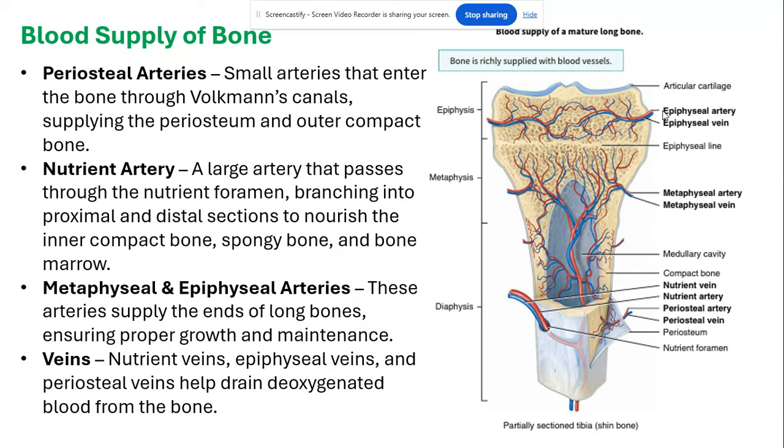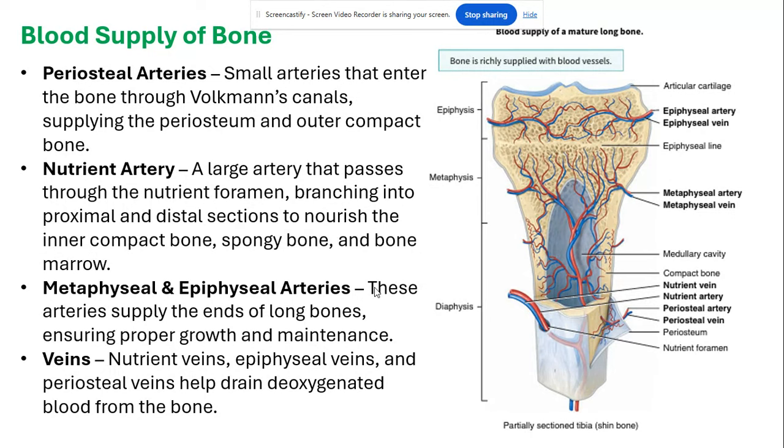So as you can see, epiphyseal artery, vein, epiphyseal line right here. We can see the metaphysis right here. And all the arteries in the metaphyseal region are called metaphyseal artery and metaphyseal vein. Here is the medullary cavity, the compact bone, the nutrient vein. These are all medullary cavity, and nutrient veins are in the diaphysis. This is the periosteum. That's why we said the periosteum is very important for nutrient supply.